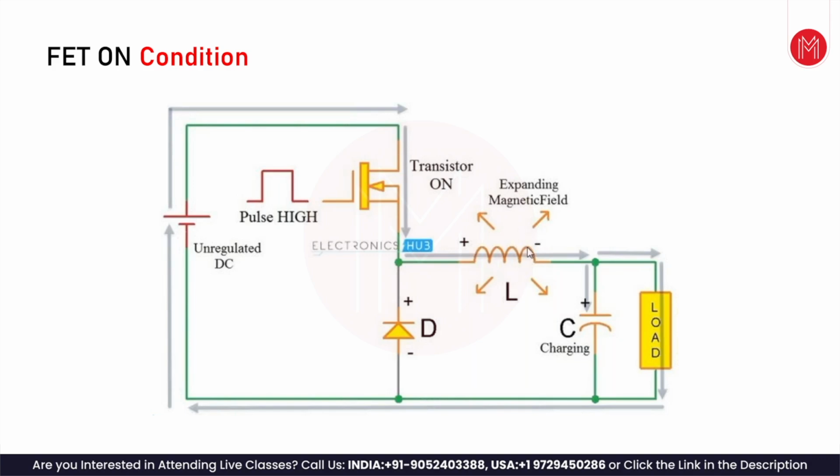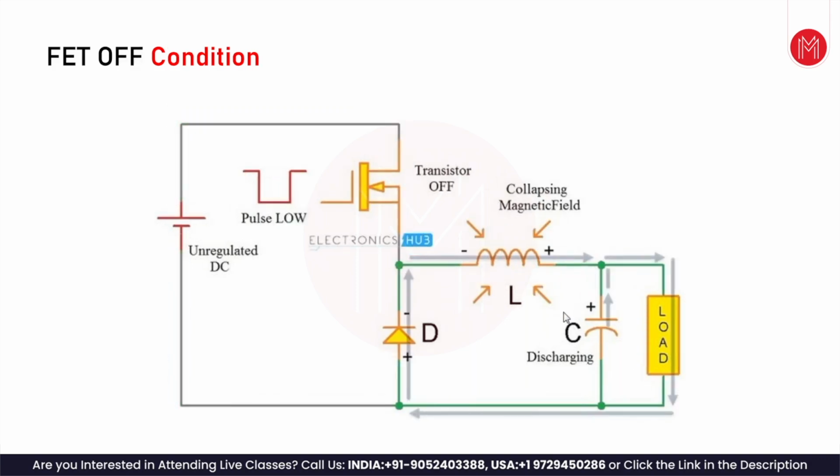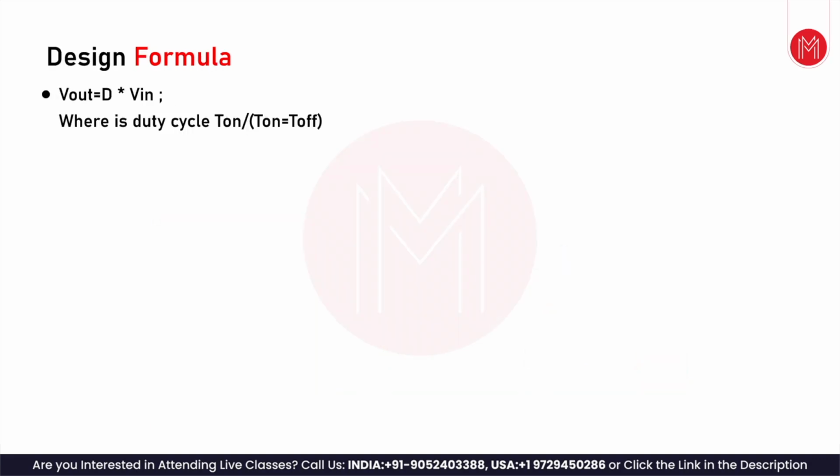The magnetic field builds up, and when it goes into the low condition, the magnetic field collapses, or the charge is generated, and then the charge is delivered to the load. This is how, in the on condition, the transistor conducts directly and these two charge. In the off condition, the capacitor and inductor produce the charge for the load. So this is how the buck converter works.